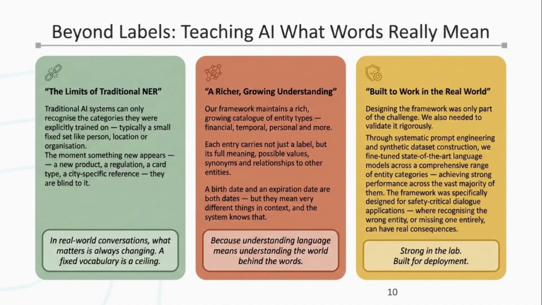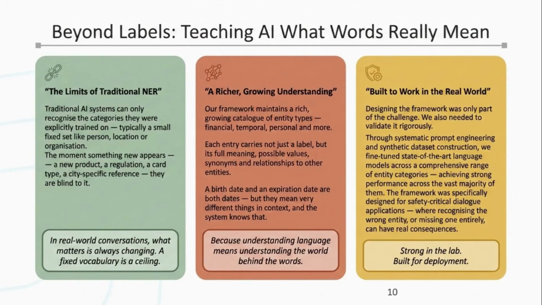So next, everything we have covered so far addresses how a system retrieves and responds. But as we mentioned in the first slide, there is another layer of intelligence that often goes unnoticed. Does the system actually know what it's talking about? Traditional named entity recognition systems, or NERs, are built around a fixed, predefined list of categories, typically a small set like person, location, or organization. The moment something falls outside of that list, a specific car type, a city reference, a temporal expression like sometime next Tuesday, the system is blind to it.